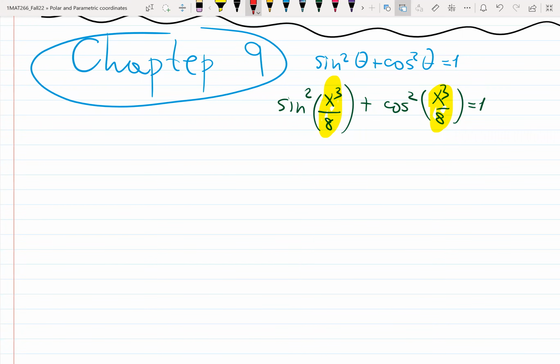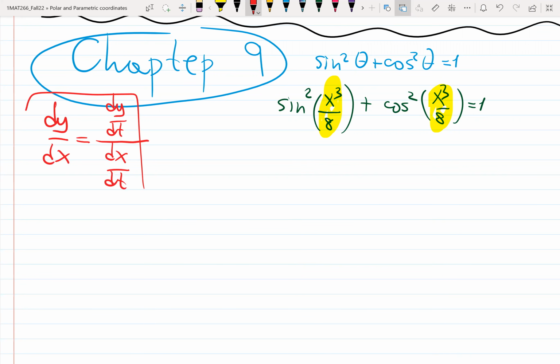So we need to know several formulas. What is dy over dx? Well, it's the derivative: change of y with respect to t over change of x with respect to t. That's what we need. What is happening? Where did the t come from?